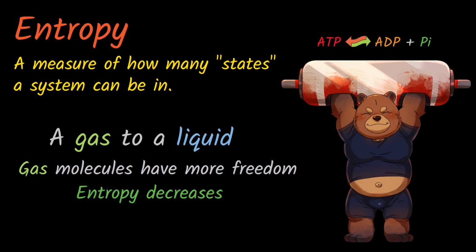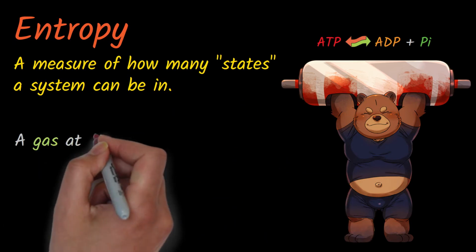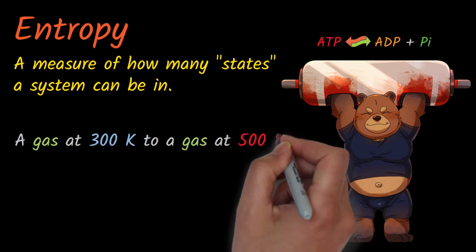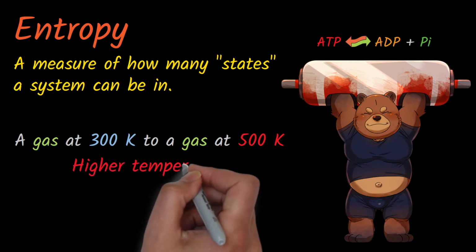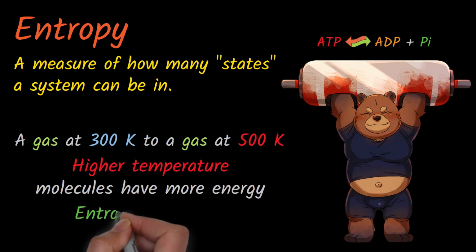What happens if we heat a gas from a lower temperature to a higher temperature? Higher temperature molecules have more kinetic energy, and thus have more possible states in which they can exist. The entropy would go up in this situation.